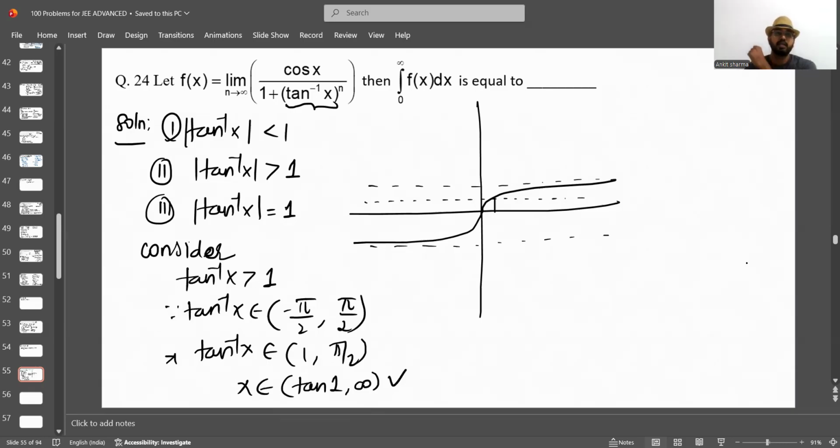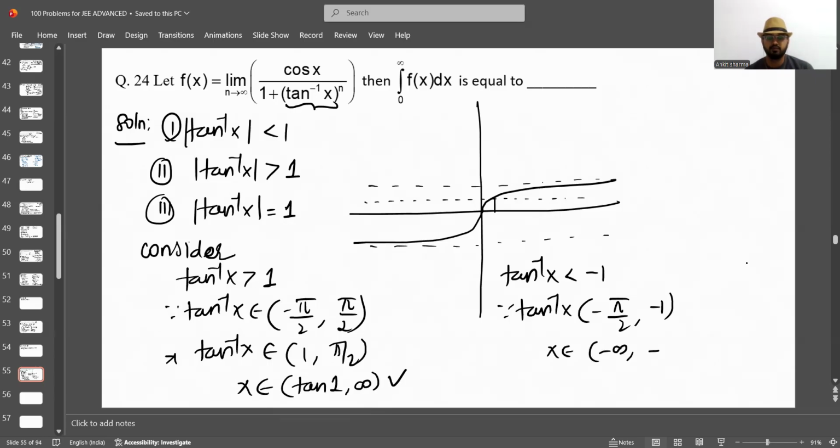And similarly for tan inverse of x less than minus 1, because mod will open with two things. So I have tan inverse of x less than minus 1. Of course that means tan inverse of x belongs to (minus pi by 2, minus 1). So my x will belong to (minus infinity, minus tan 1).